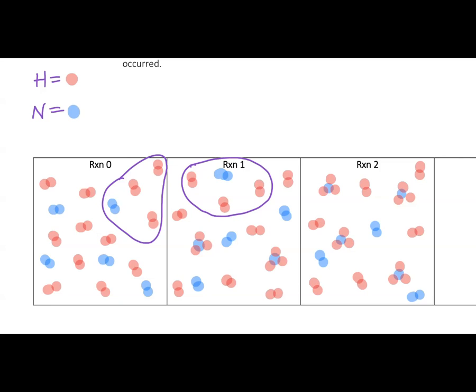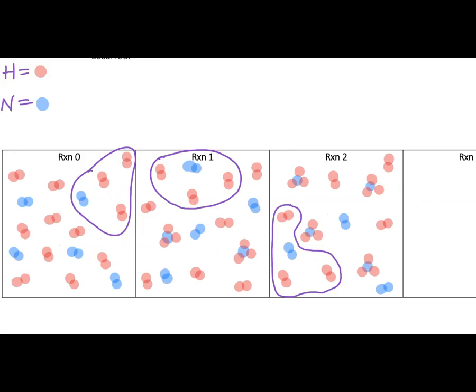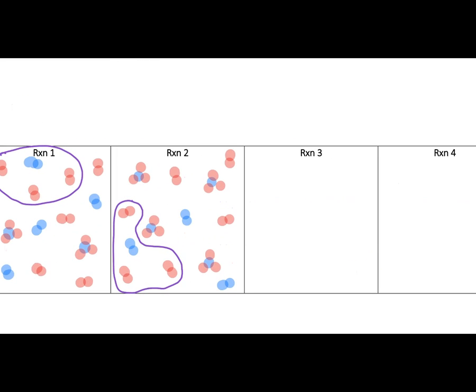Another reaction event. It's going to take another 3 hydrogens and 1 nitrogen. Let's maybe go down here. 3 and 1, for a total of 6. 2, 3, 4, 5, 6 ammonias. And then we'll have to make sure we're following conservation of mass, drawing everything that's left over, which is going to be 3 more hydrogens and 2 more nitrogens.